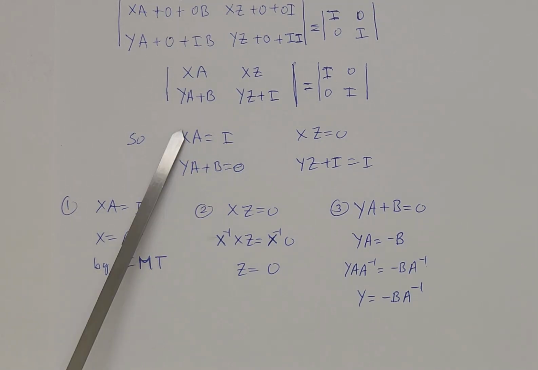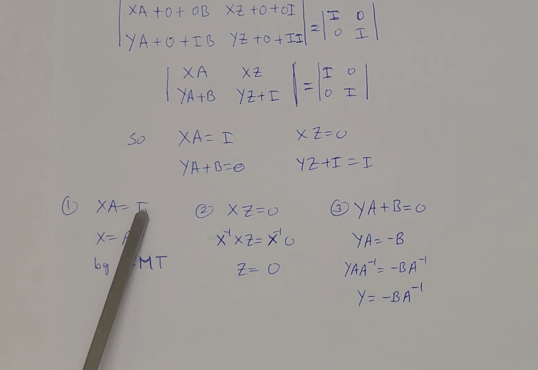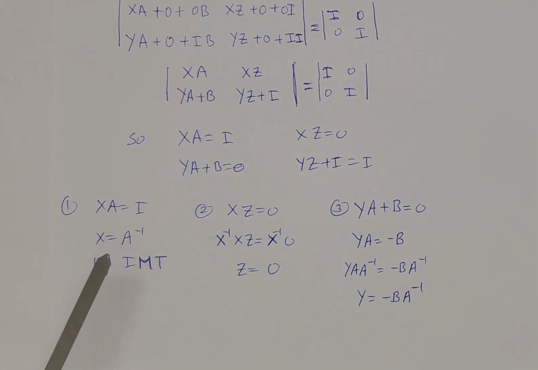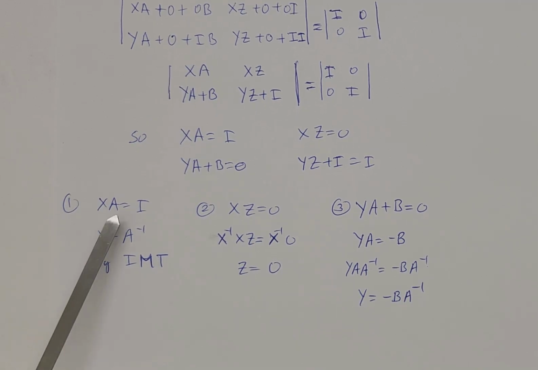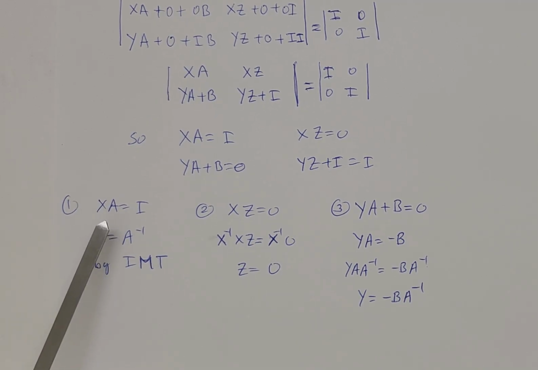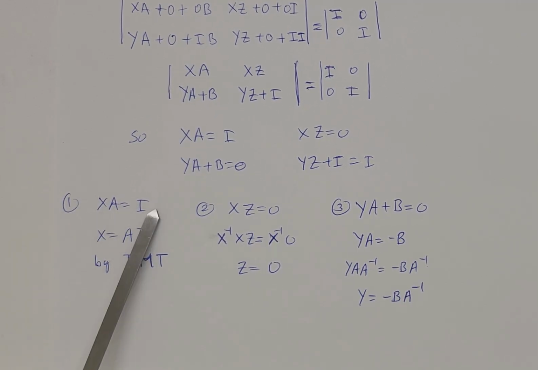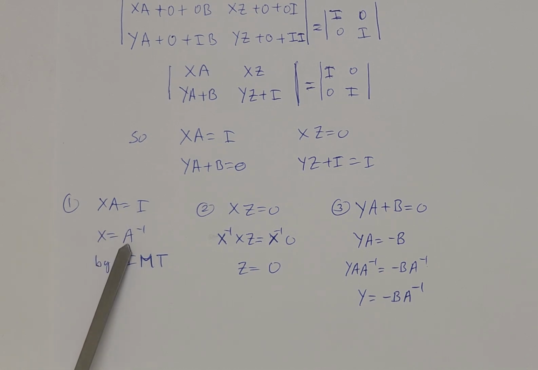So if you look at the first part here, xa equals I, based on the invertible matrix theorem, if x and a are square, then there is an inverse of a, so bring the a to the right side and it becomes a inverse. So that is solved.